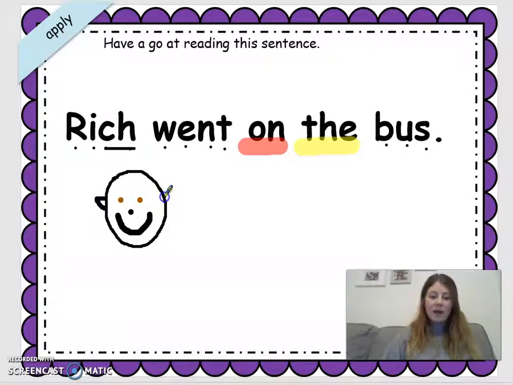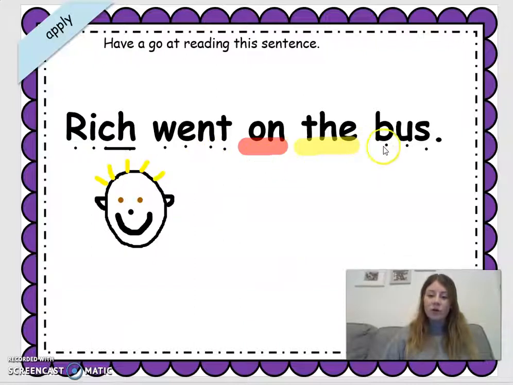There we go. And Rich is going to have blonde hair. So I'm going to draw his hair. Remember, your pictures will be much nicer than Miss Cook's because you've got real pens, paper, or maybe you can even use paint for yours. Now, it said Rich went on the... Can you remember what he went on? If you've forgotten what your sentence says, just read it again.